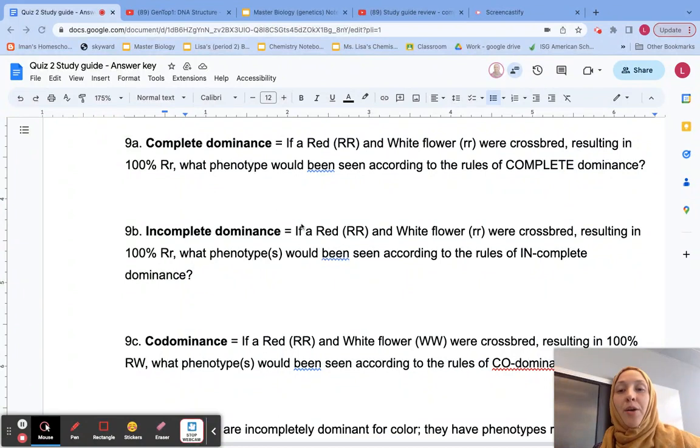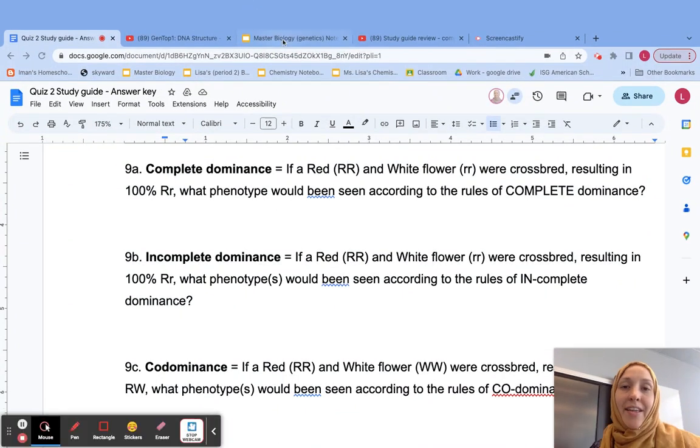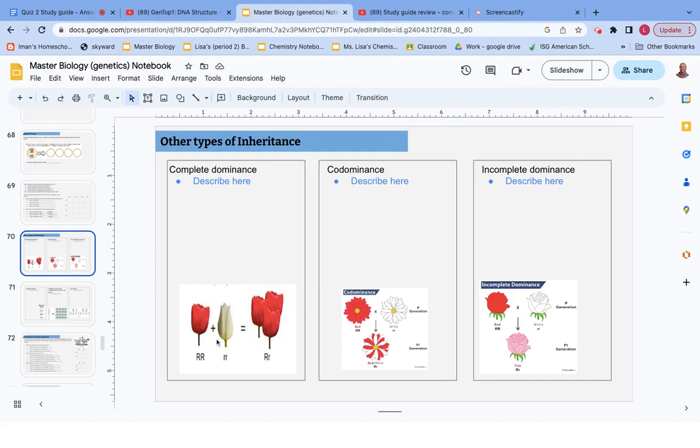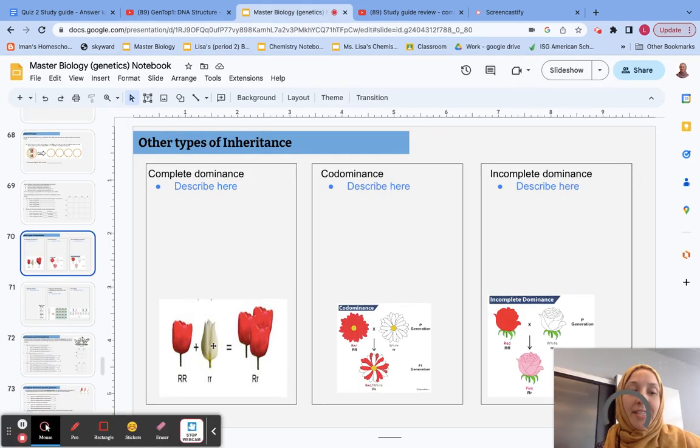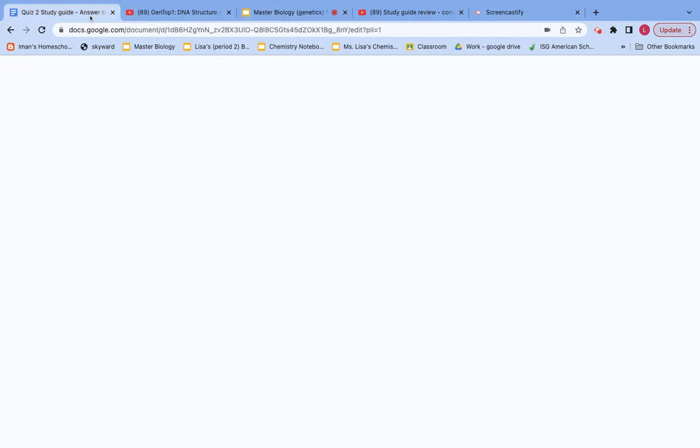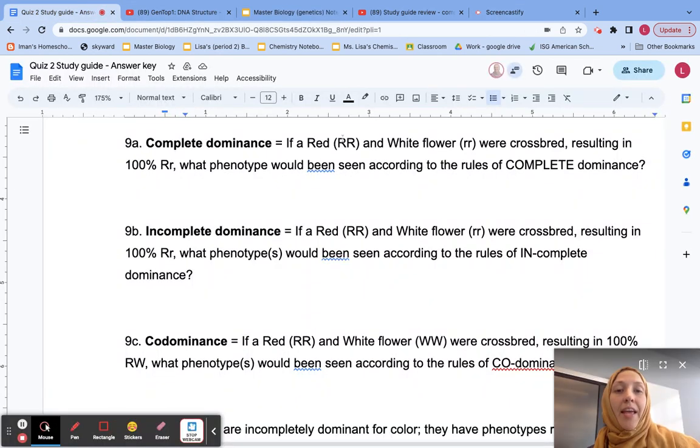Okay, so complete dominance. This is the one that we've always been talking about. This is when we have one dominant and one recessive allele. So if we're heterozygous, it's going to express the dominant allele. If we're crossing red and white, we can see red is the dominant, so my heterozygous would be red.